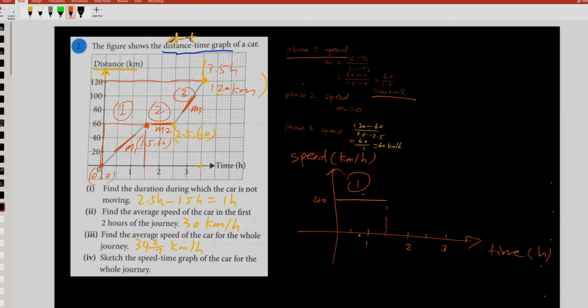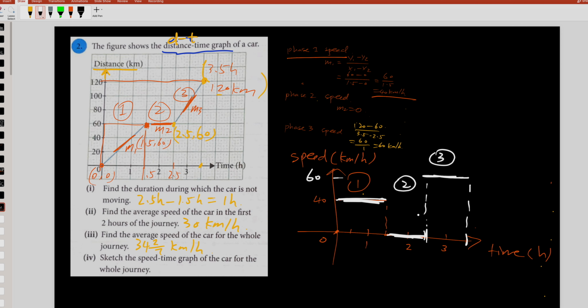Then for phase 2, the speed is 0, right? From when to when? From 1.5 to 2.5, the speed is 0. Can you see this part? So from 1.5 to 2.5, the speed is 0. 0 is here. If you want to differentiate it, use a different color. So this is from 0 to 1.5, and this is from 1.5 to 2.5. So this is your phase 2. Phase 3 is 60, from 2.5 to 3.5. So from here to here, I go to 60. So this is my phase 3. So this is your completed speed-time graph. Okay?